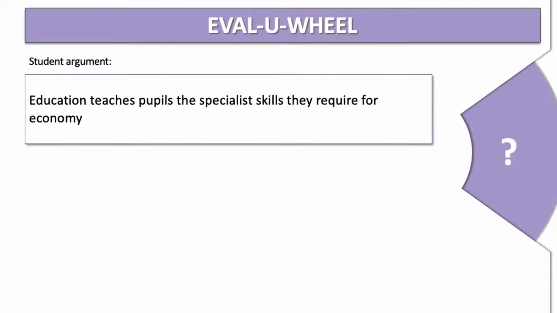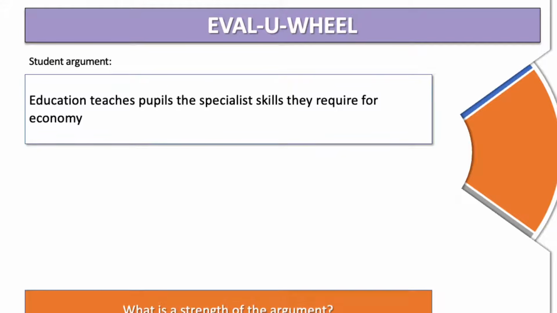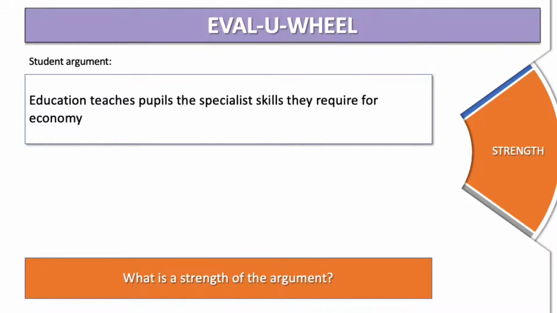So what we're going to do is spin the wheel and try and pick one of those forms of evaluation. Now, this might be a strength, a criticism, an alternative, a limitation, or a piece of evidence to support that. What we've got here is, let's find a strength of this argument, okay? What might be a strength of this argument that education gives you the specialist skills you require for the economy? And here we might think about maybe some educational policies that have been used to fit in with specialist skills.